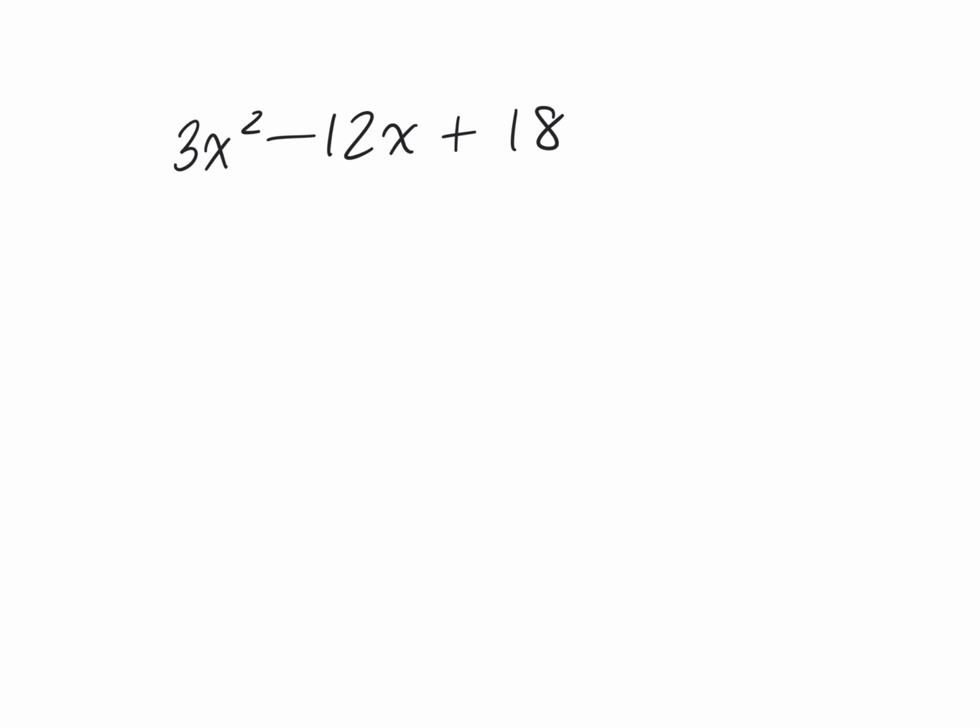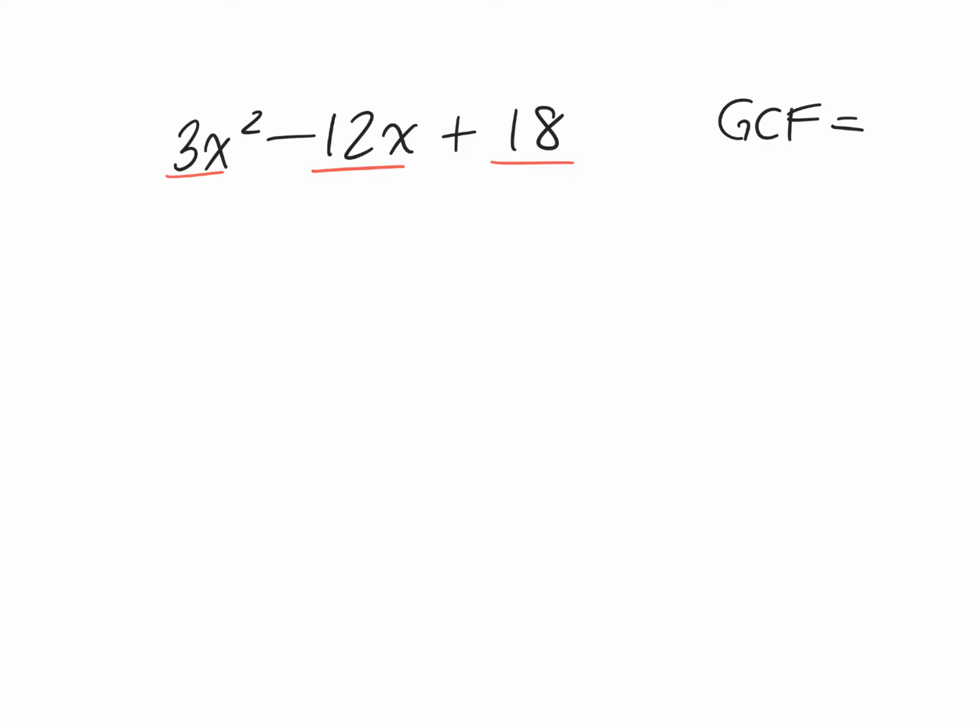Okay, what if you have 3 terms? This one's a little harder because you're trying to find the greatest common factor of 3x squared, 12x, and 18. Is your greatest common factor going to have a variable in common? No. This term has an x, this term has an x, and this one does not have an x. So your greatest common factor cannot have an x in it. All 3 of those cannot be divided by x. So it's just going to be a number.